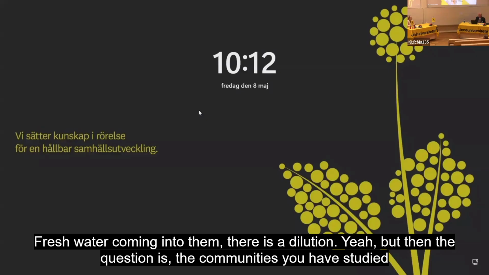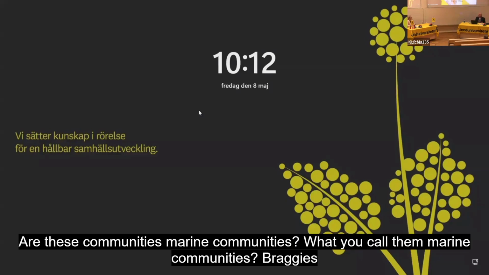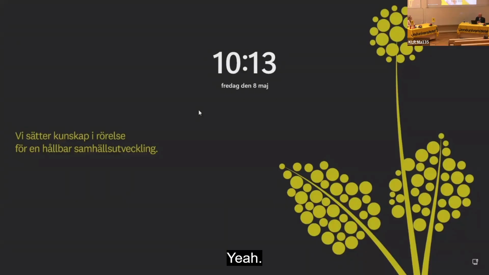Yeah, but then the question is, the communities you have studied in the sediment, biofilm, zooplankton, are these marine communities? Would you call them marine communities? Brackish kind of communities. So typical brackish communities, you think? Yeah.